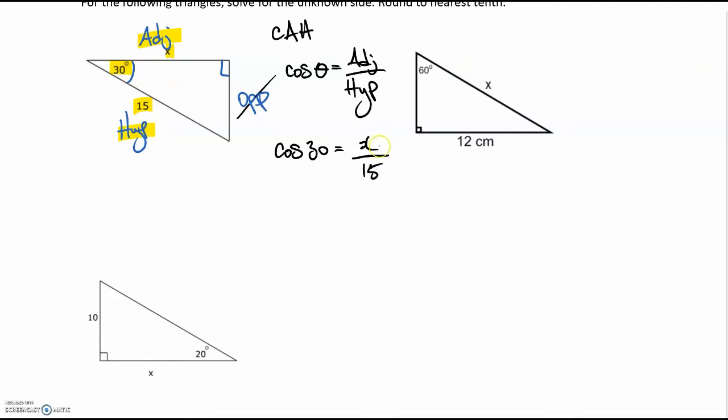Okay, now in this case, we're trying to find this x value, and so we have to isolate x. The only way to really do that is to multiply both sides by 15, because the x is being divided by 15. If we multiply both sides by 15, these 15s will cross out, giving me the x all alone, which is what I want.